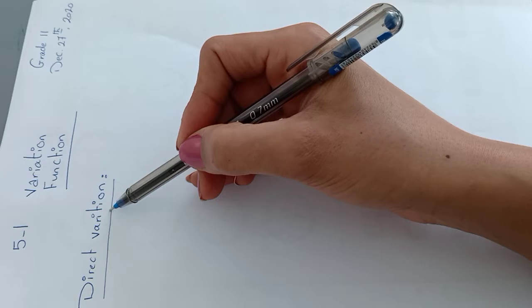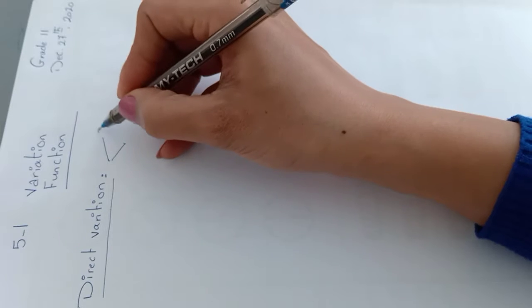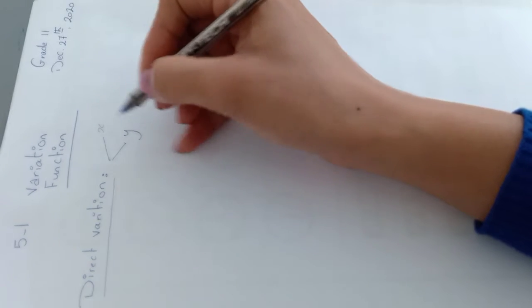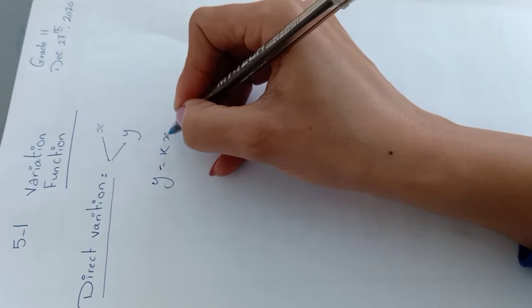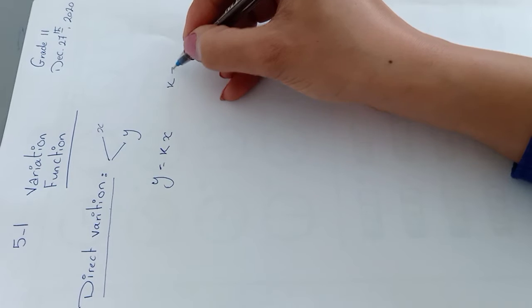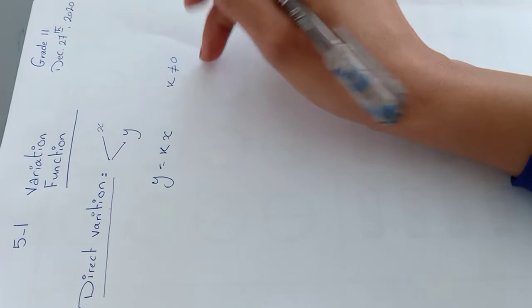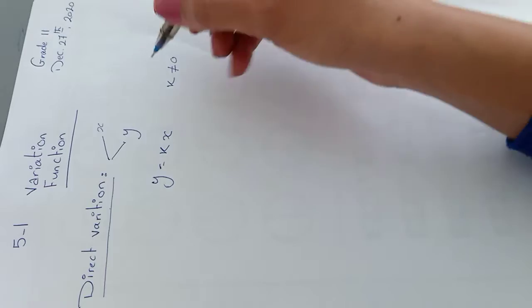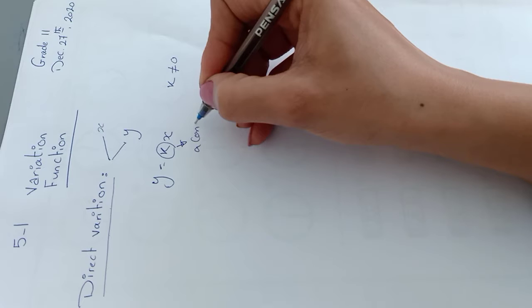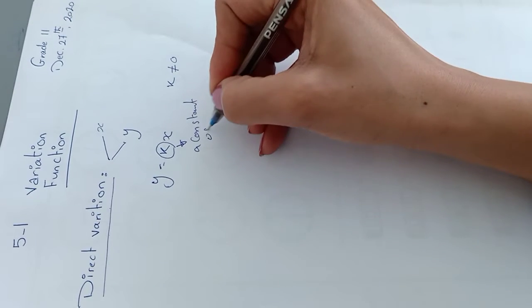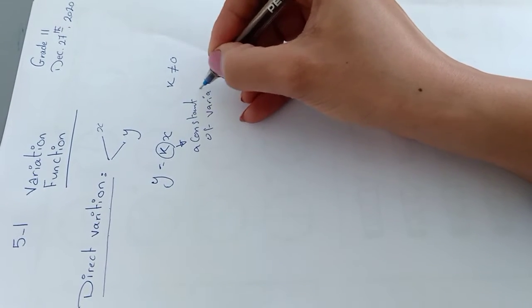So what does direct variation mean? The direct variation is a relation between two variables, x and y. So we can write the direct variation in the form y equals kx, where k is not equal to 0 and k is a constant of variation.